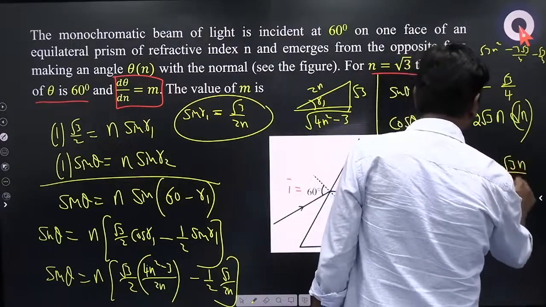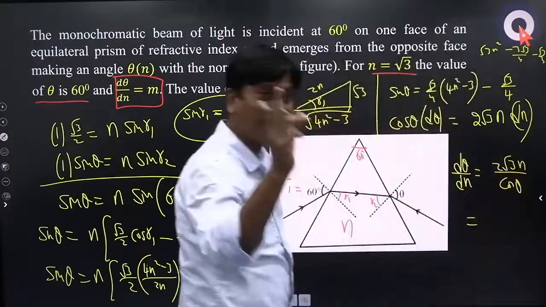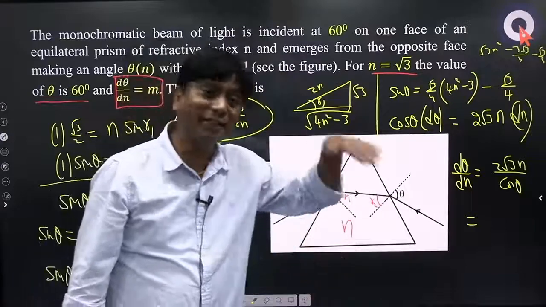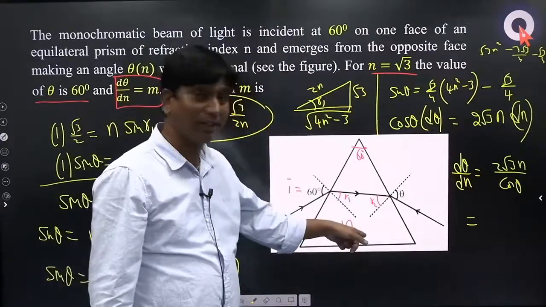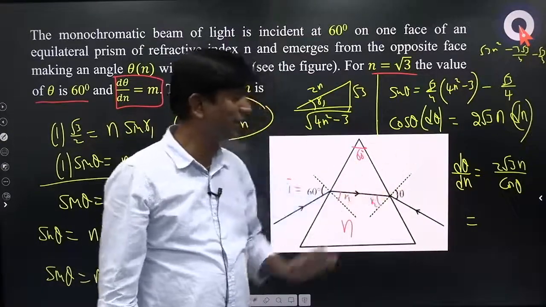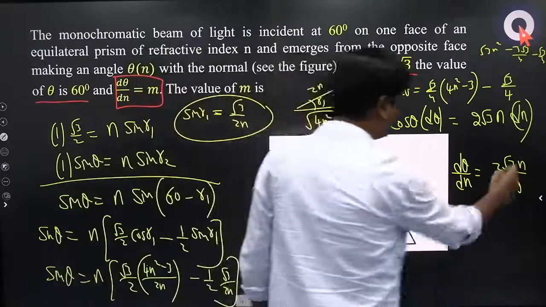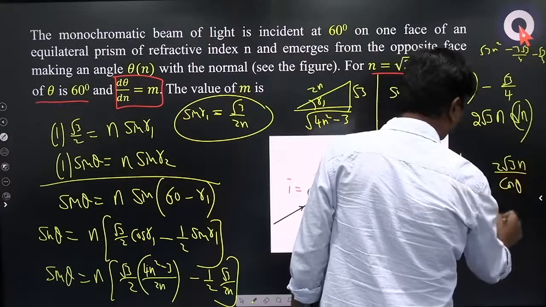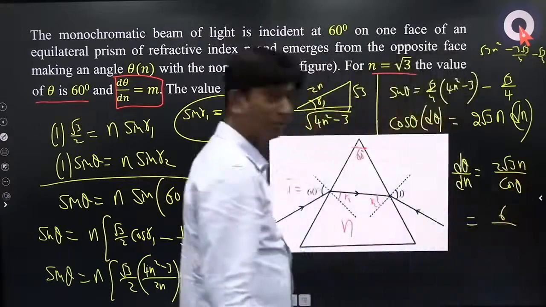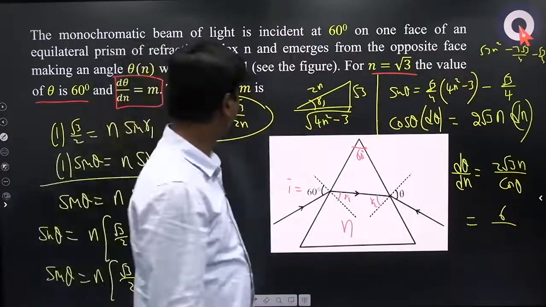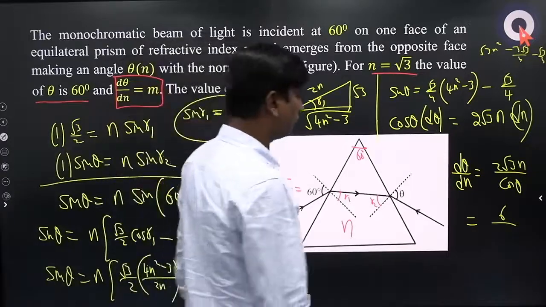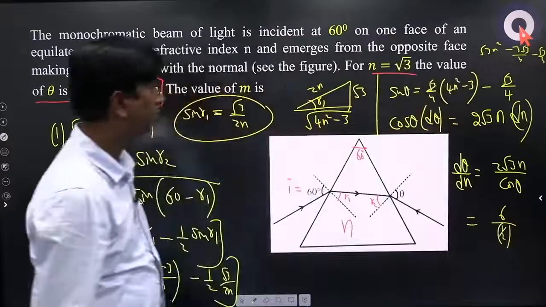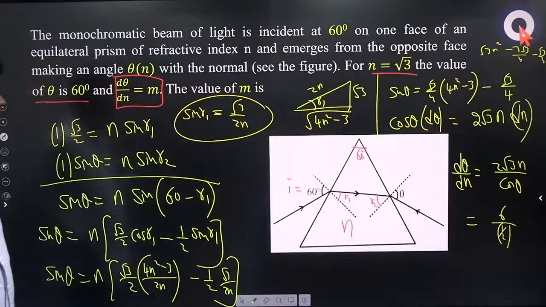So clearly d theta by dn is equal to 2 root 3 n by cos theta. At which instant are they asking d theta by dn? At the instant when the value of n is root 3 and theta is 60 degrees. So substitute n equal to root 3, and theta comes out to be 60. So cos 60 is 1 by 2. Right, d theta by dn.